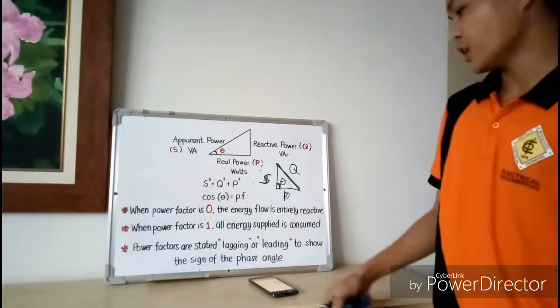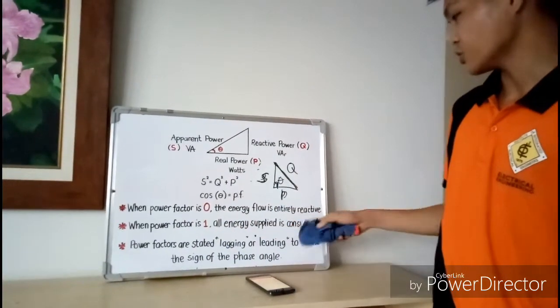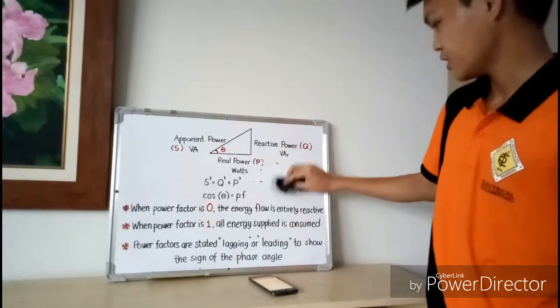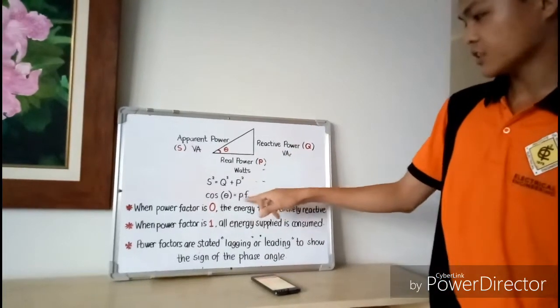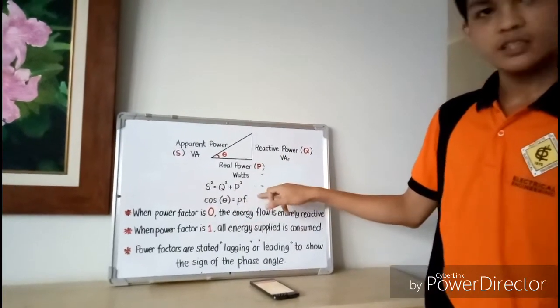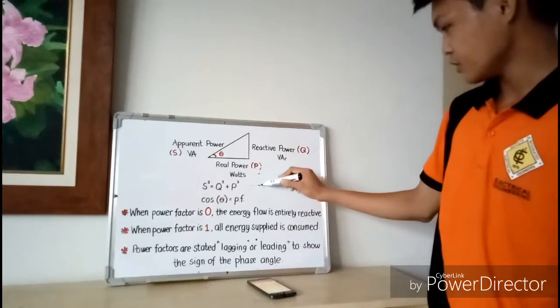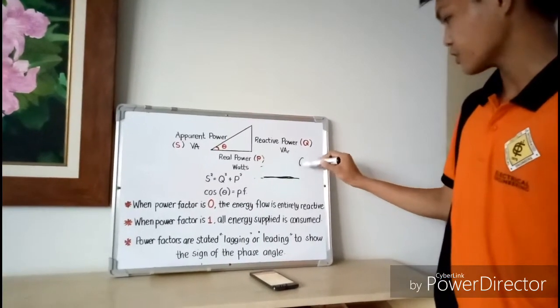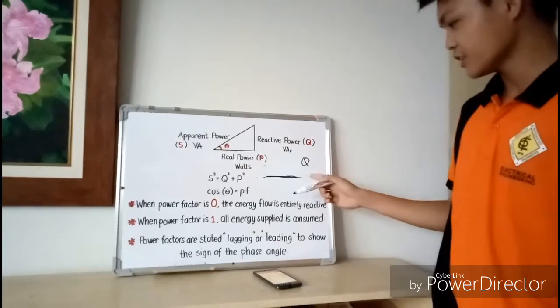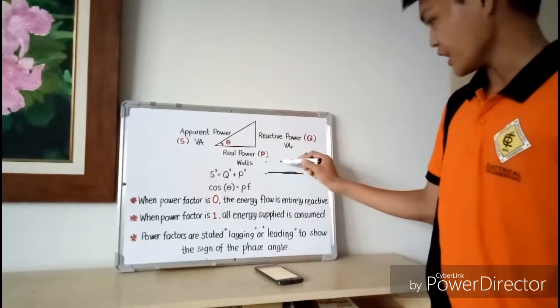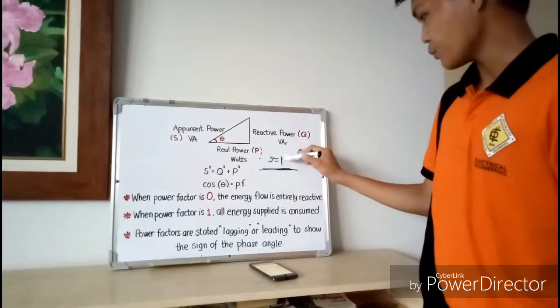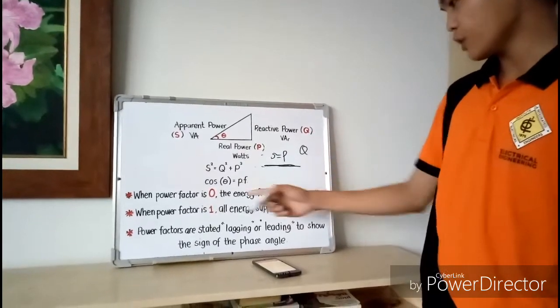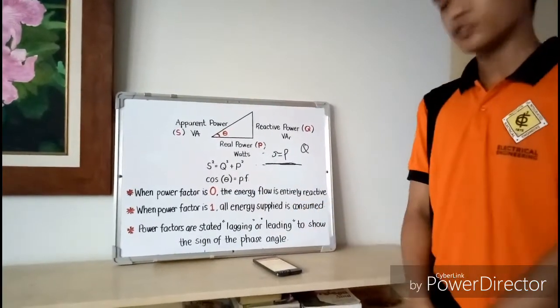When the power factor is 1, all energy supplied is consumed. So if we substitute 1 here, the arccosine of 1 is equal to 0 degrees. So there is no Q here. So S is equal to P. If you have a power factor of 1, it's called unity.